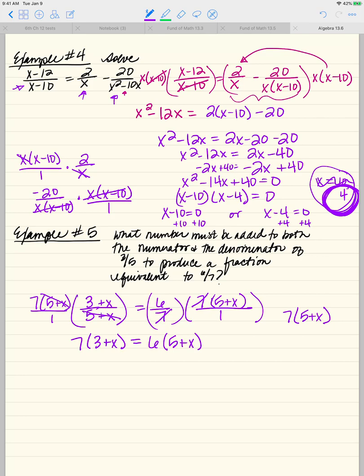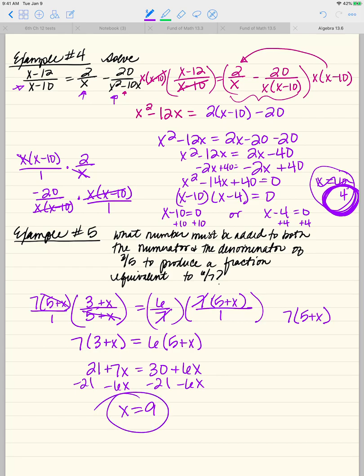Do the distributive property. 21 plus 7x is equal to 30 plus 6x. I'm going to subtract 6x from both sides and subtract 21 from both sides. That's going to leave me x is equal to 9. Okay, x is equal to 9. Obviously, that's not going to be an extraneous solution, all right, because 5 plus 9 is not 0. X is equal to 9.